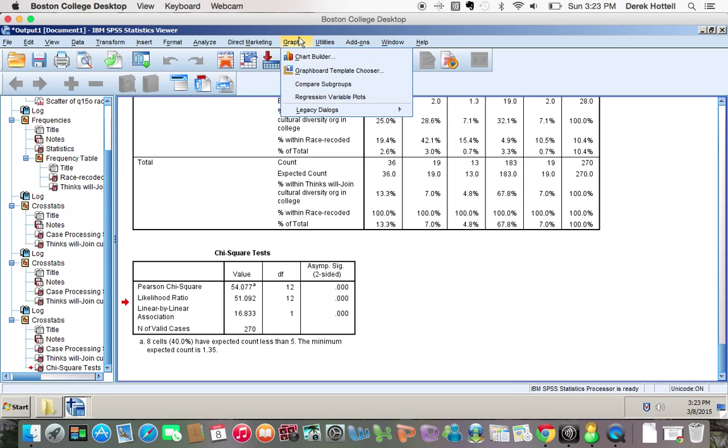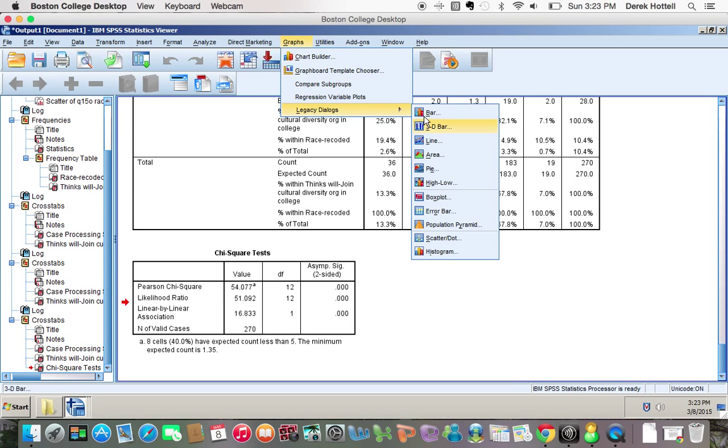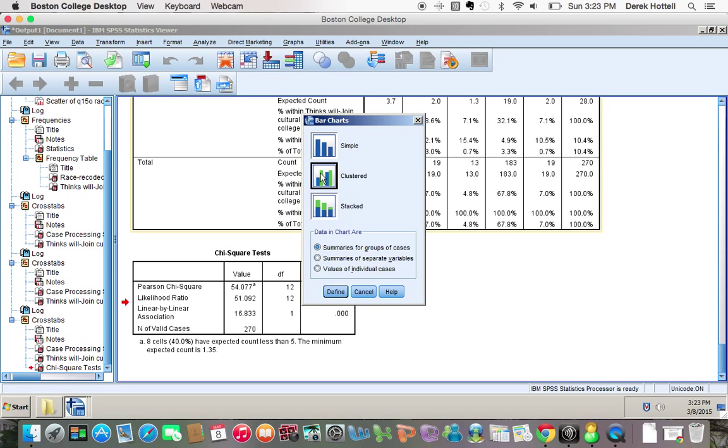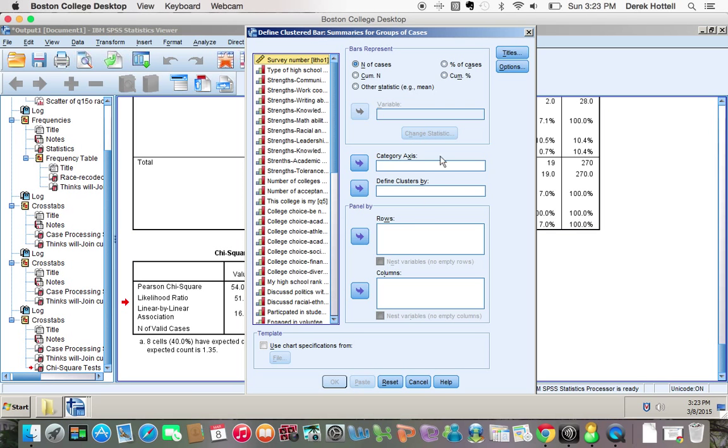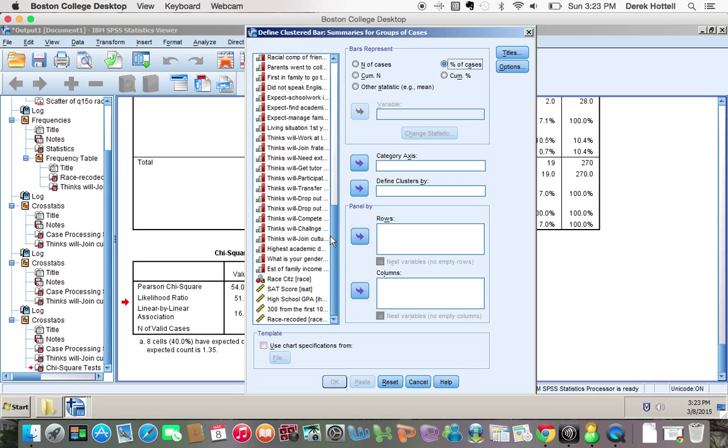And so if we go to Graphs, Legacy Dialogues, Bar, and we pick Clustered, because we want to do the same type of thing that we did with crosstabs and visually show how likely a student is to expect to join a cultural club based upon race. So we're going to define, and we want to use percent of cases because remember, once again, number isn't going to be quite as descriptive as percent. And for the category axis, we want to use thinks they'll join a cultural club, and we would define those by race.